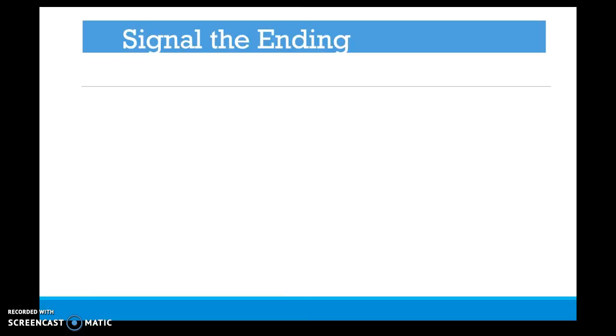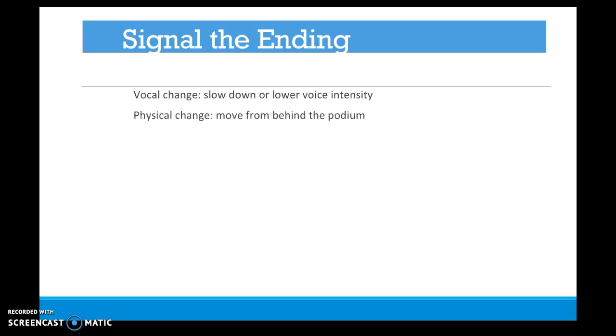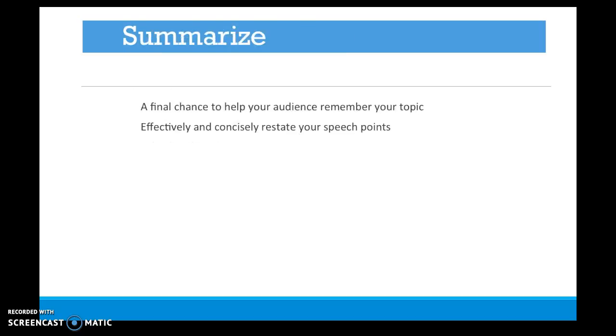So the first thing you want to do, let us know that you're ending. Signal the ending of your speech. You can let us know by your voice slowing down. Maybe move around a little bit, even though you are using a video. You should tell your audience, in conclusion, in summary. So then you want to summarize a final chance to help your audience remember your main topic.